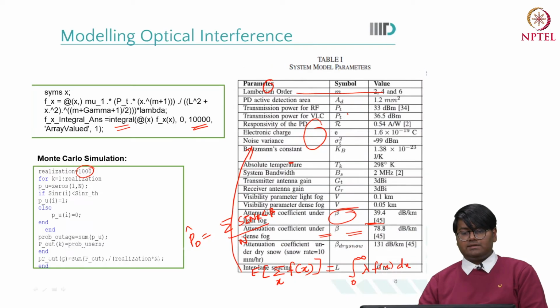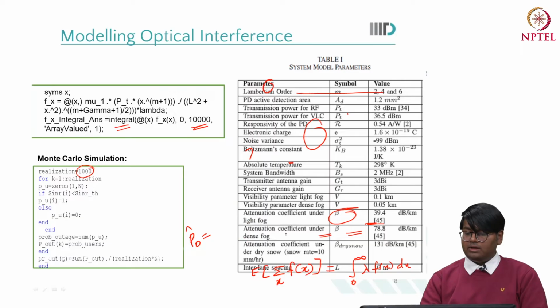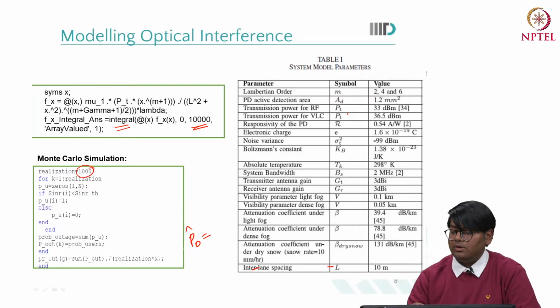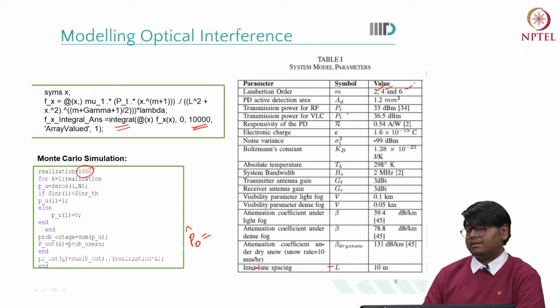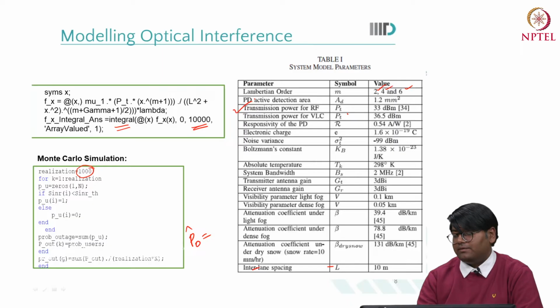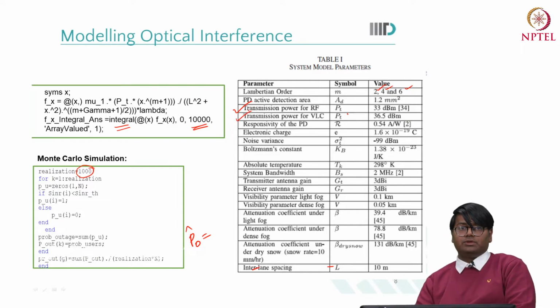Now, I will quickly discuss the simulation parameters which are being used for simulating our vehicular environment. We have considered the Lambertian order to vary over 2, 4 and 6. The area of the photodetector is assumed to be 1.2 millimeter square, and the transmit power for RF is assumed to be 33 dBm, and for VLC 36.5 dBm. These values have been taken from a practical vehicular scenario, and the transmission powers for RF and VLC cannot be the same, as these are two different technologies, so they have different transmit powers.